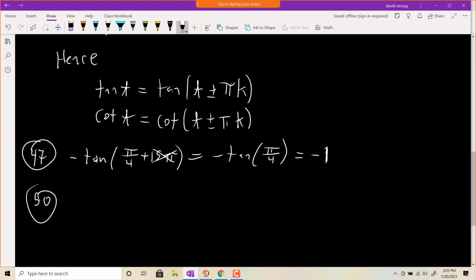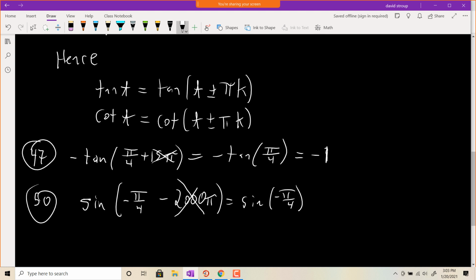Let's try another one. We have the sine of negative pi over 4 this time minus 2,000 pi. And in this case, it has to be an even multiple for you to throw it out. So you throw out this part, and you end up with the sine of negative pi over 4. And then because sine is odd, you could take the negative and put it out front. So you get negative sine of pi over 4. And then, of course, sine of pi over 4 is root 2 over 2.